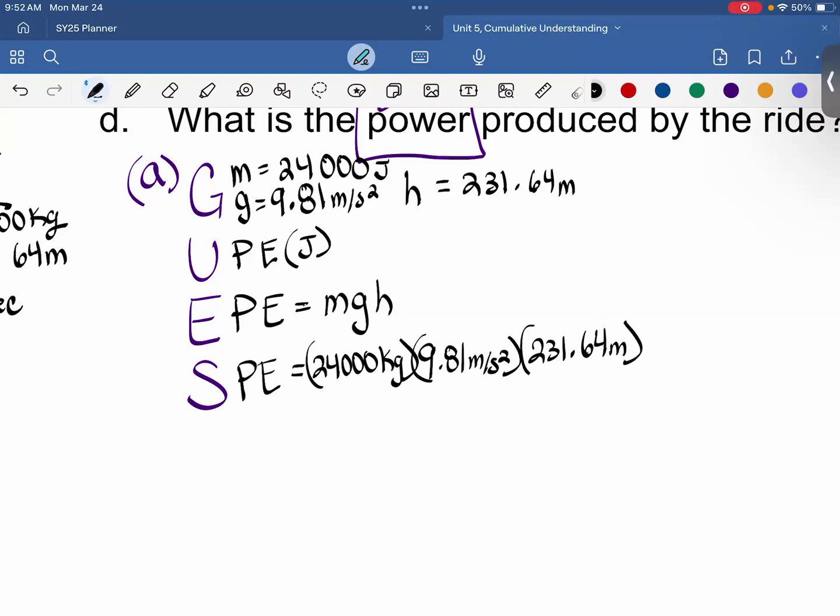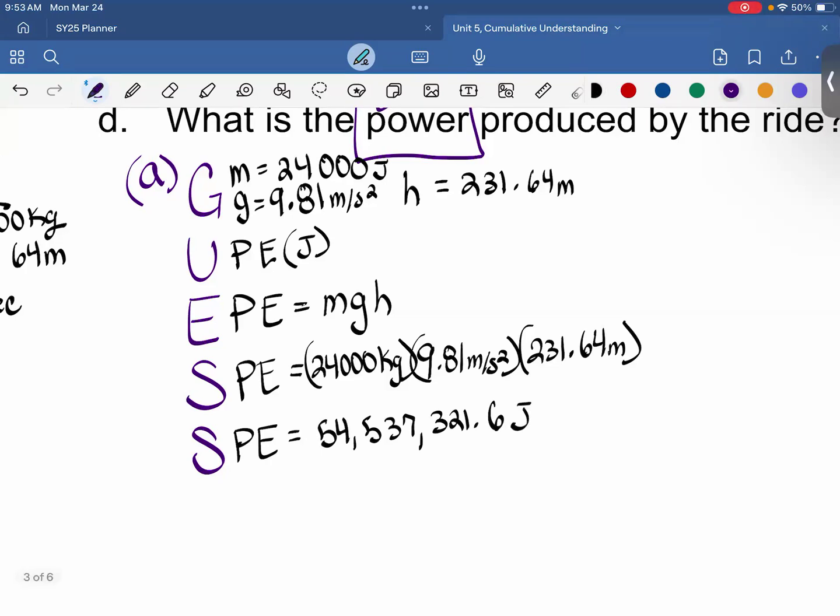In my calculator, I'm going to multiply 24,000, 9.81, and 231.64. When I multiply those 3 numbers together, I'm going to get a really big number because I'm working with really big numbers. So don't be alarmed when your number is really large. When you multiply, just know that the number is going to get bigger. So I'm going to get a really, really big number. 54,537,321.6 joules of energy.